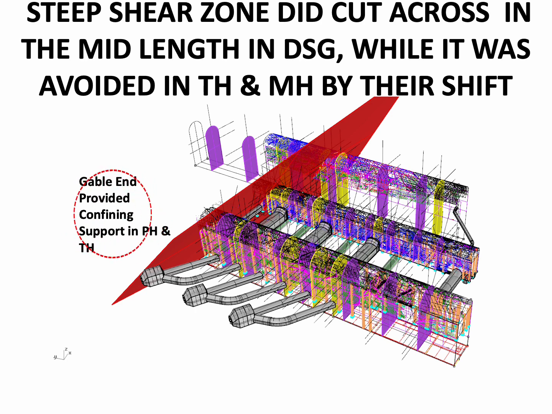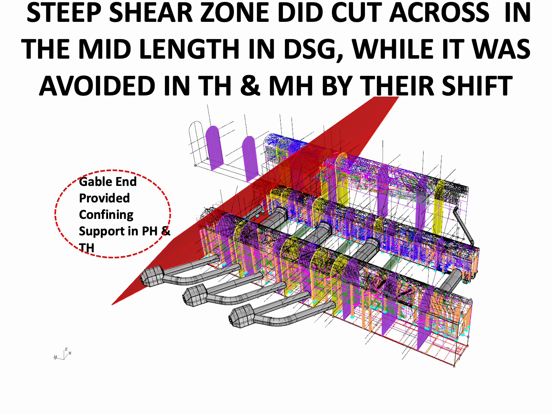Gable end provided confining support in the powerhouse and transformer hall. So by shifting these two caverns to the south side and avoiding the shear zone cutting them considerably in their almost middle, the two caverns of powerhouse and transformer hall were saved by providing them a confining support in their gable end reach. Because there was a gable end, confinement conditions were provided in the near vicinity of the shear zone.